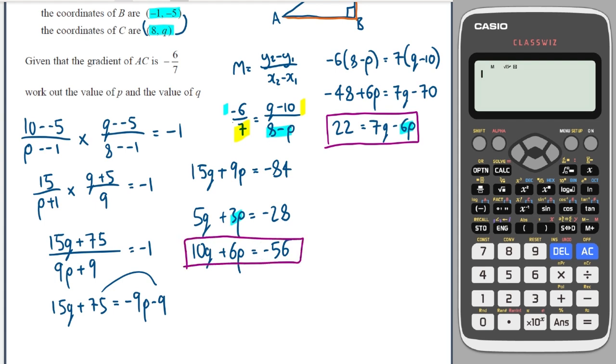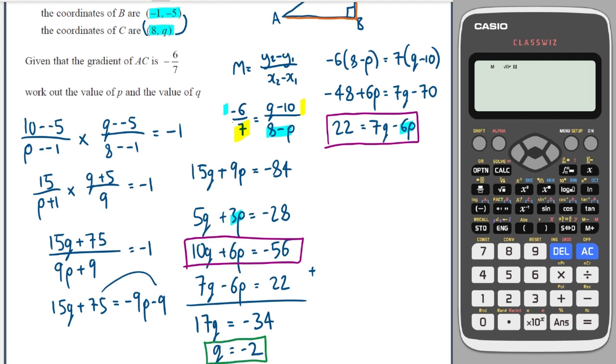I'm going to move this one underneath to line them up. So 7q minus 6p is equal to 22. I can draw a line, and I can add the two equations to cancel out the p's. That's going to give me 17q is equal to, adding those two together, minus 34. So dividing through, q is equal to minus 2. Okay, brilliant. That is confirmed. And now we can substitute back in to find p.